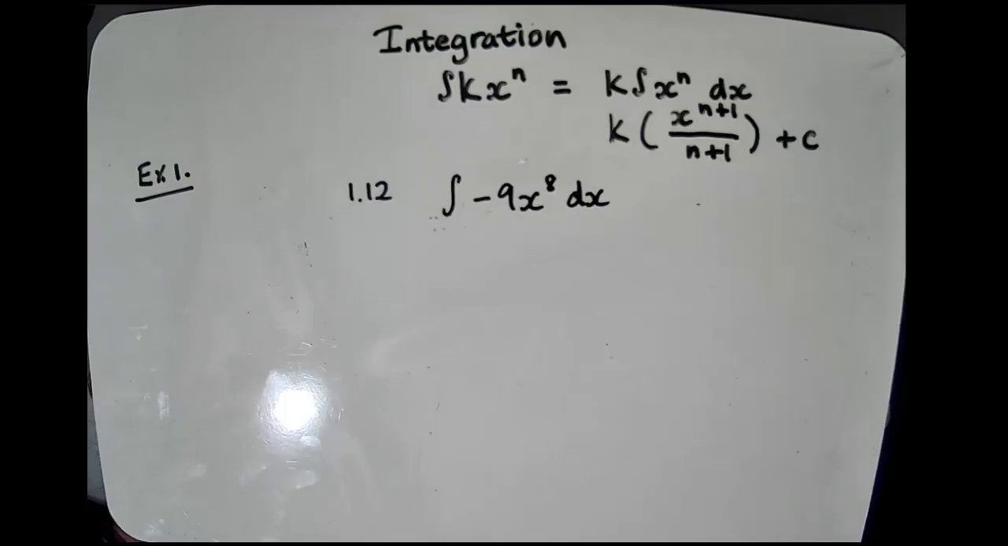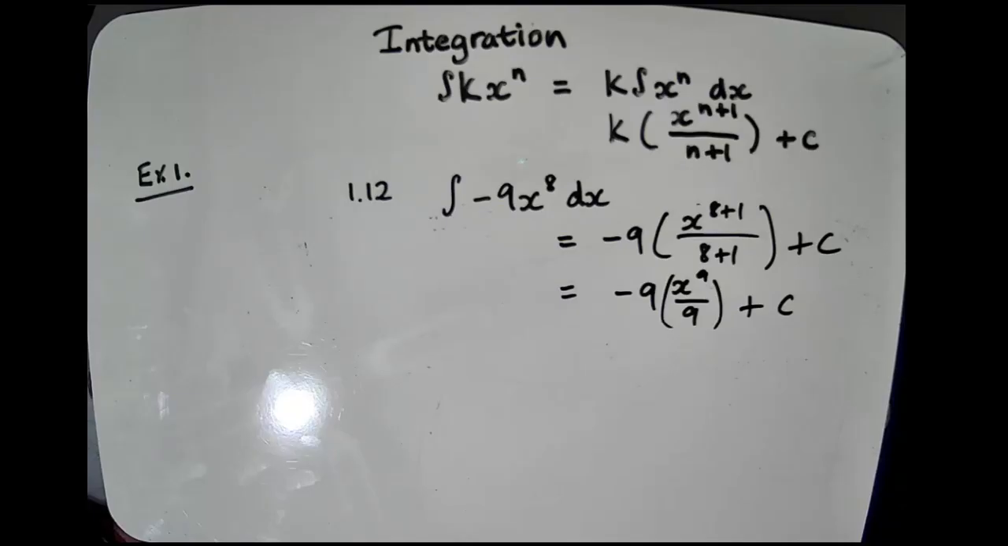Next we have 1.12, we have minus 9x to the 8. Remember, at any time you can pause the video, try it, and then see the solution. So adding 1 to the exponent, copying it in the denominator, will give us x to the 9 over 9. The 9's can cancel each other, and then we'll get negative x to the 9 plus c. Okay, so exercise 1 is quite simple.